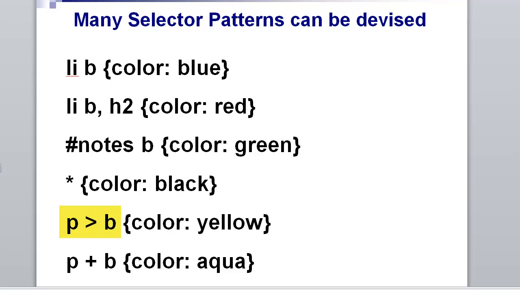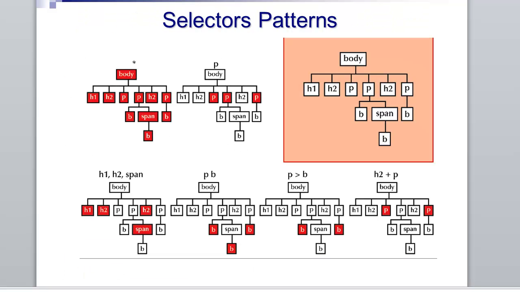The direct child context means that when B is a direct child of P. The sibling context means that when B is essentially a sibling of P. And these selector patterns are on the handout and in your text, and they will show you how this actually works a little bit better.